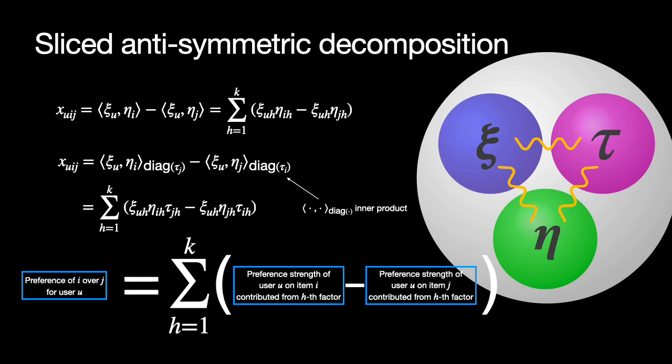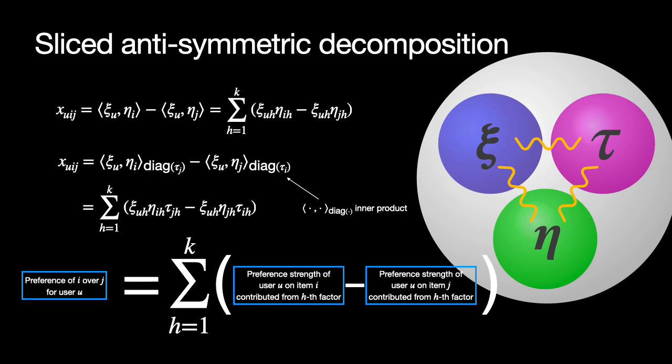We can rewrite the original Bayesian personalized ranking model in the first equation. The relative preference between atoms i and j is formed by the contribution from k terms. Each one corresponds to one factor in the embedding space. The term can be viewed as the difference of preference strength between atoms i and j on a specific factor. The introduction of the third atom embedding, tau, extends the traditional dot product to an inner product, and that's the reason why we require the value of tau to be positive.